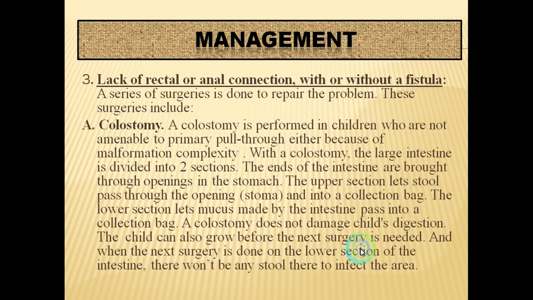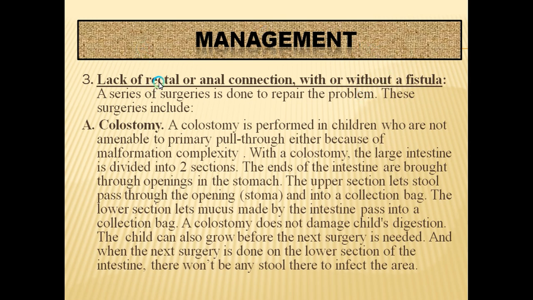Okay, next we are going to study the major part, that is lack of rectal or anal connection with or without fistula. Now because this is the second class, you understand what a fistula is. We have studied in the previous class that the rectum may not have any attachment with the anus, or sometimes it may be a blind pouch, or sometimes the rectum may be attached to some other structure. These all things we have already studied.